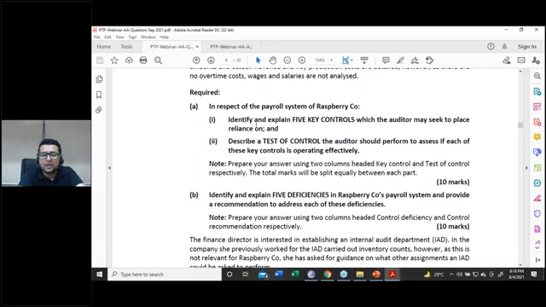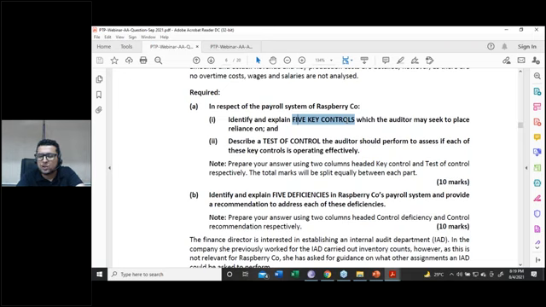Part A says that you have to identify and explain 5 key controls. We all know that in order to identify and explain 5 key controls, we'll get 5 marks. The identification will give half mark, the explanation will give half mark. So if the examiner is asking for 5, this will give overall 5 marks.